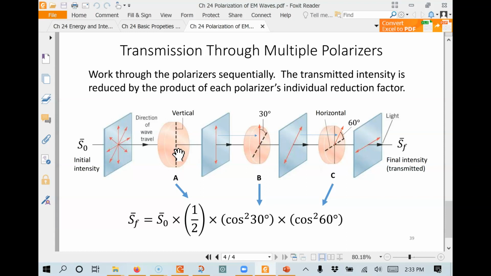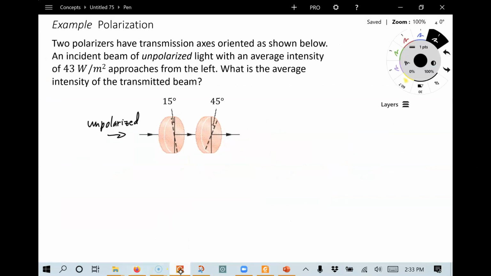So the initial intensity on the left here, we start with that and multiply by the decrease factor for each polarizer. Let's see how that works in our picture. Here is our initial intensity, and then after passing through, we've got our final intensity. So S average final is going to be S average initial, what we start with, and now I need to multiply by a factor for the first one. This is unpolarized light coming in, so what comes out is going to be half of that, and now it's going to be polarized. So I get a factor of 1/2 for the first polarizer.